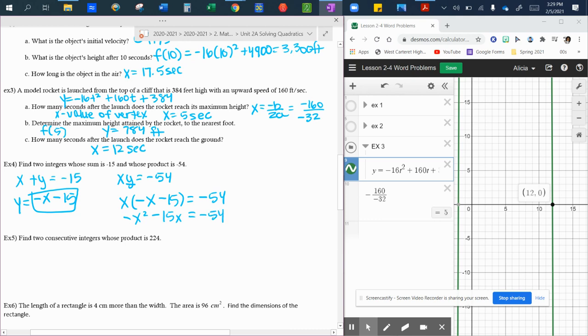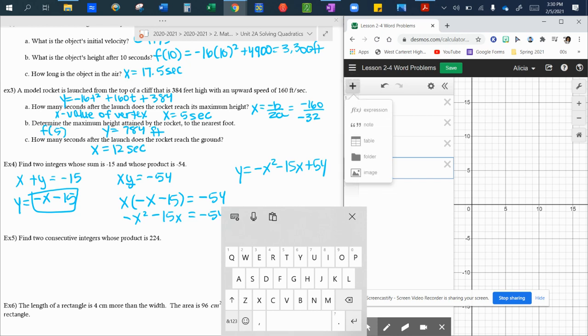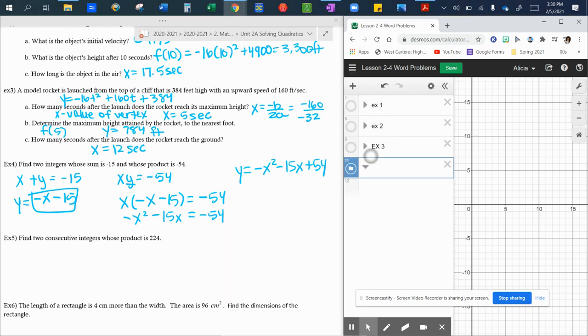Now, in order for me to put this into Desmos, I need to get all of my terms on one side. So I'm going to add 54. So y is going to equal negative x squared minus 15x plus 54. So y equals negative x squared minus 15x plus 54.